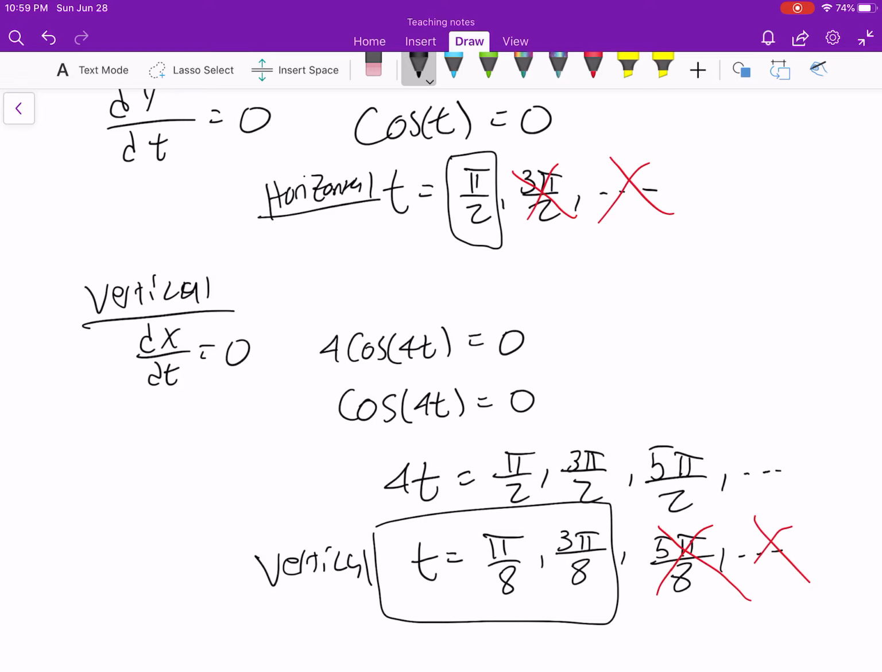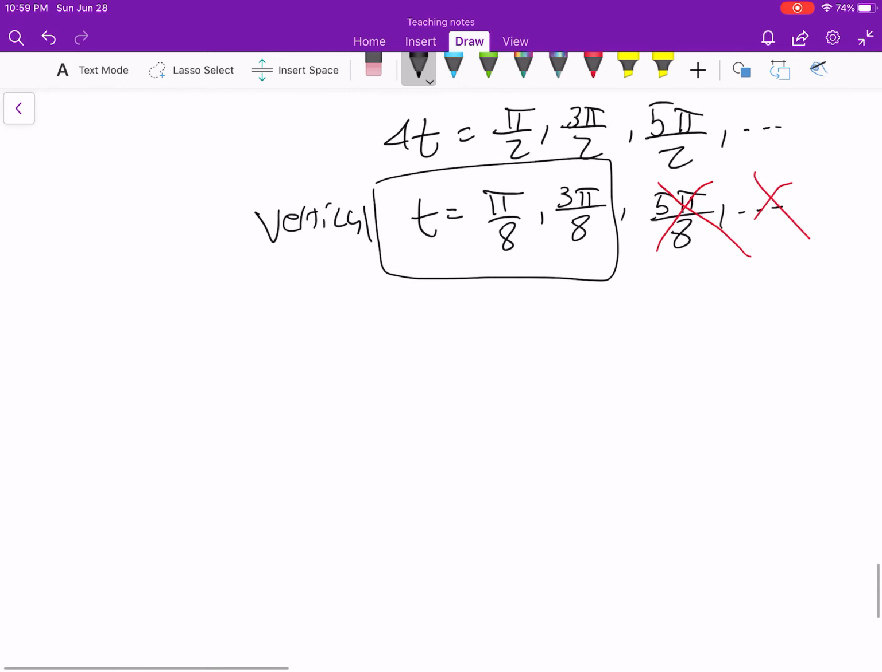Notice that they don't have any in common: pi over 8, 3 pi over 8, and pi over 2. If they did have them in common, we'd have to look at the limit of the derivative dy/dx and see what that is, which would determine if it's a vertical, horizontal, or neither. But again, I didn't test that on this because I wanted this to be a little more straightforward. But yeah, so let's move on to number 6.